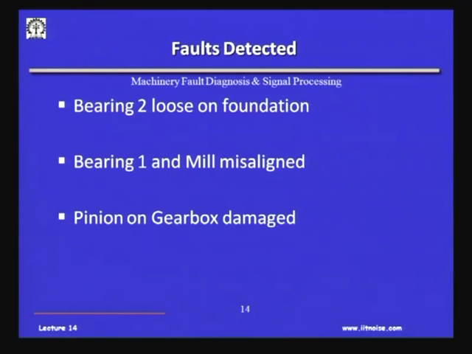In fact, later on we removed the gearbox, and subsequently it was reported that one of the pinions in the gearbox had a damaged tooth. So, this tells you how powerful Cepstrum is, so that you do not scratch your head when you see a spectrum from a real world machinery signal. A spectrum from a real world machinery signal has a lot of frequencies which we may not be able to account for.